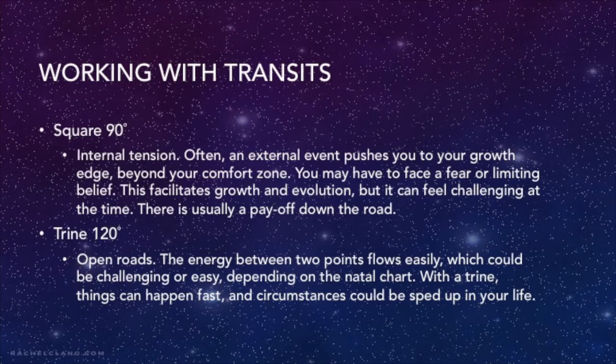Trines at 120 degrees, it's kind of like an open circuit between two points. And with trine transits, things happen fast. And there's no judgment about what is happening. We just know that the energy is open. So whatever that circumstance is, whether it's easy or challenging, depends on the natal points or the life circumstances that you're encountering. But the trine just opens up that flow. It kind of speeds up the timeline.